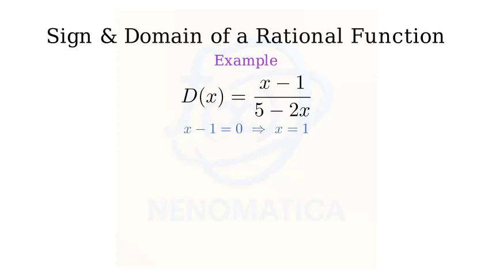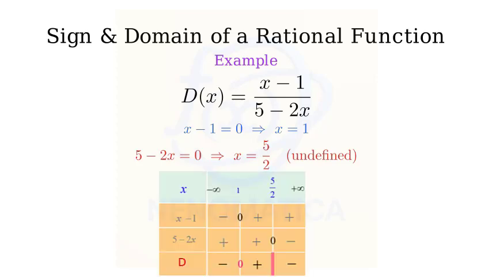Set the numerator x minus 1 equal to 0, giving x equals 1. Set the denominator 5 minus 2x equal to 0, which gives x equals 5 halves. This value makes the denominator 0 and is excluded from the domain. Now let's construct a number line to organize the sign analysis. We'll place two markers at x equals 1 and at x equals 5 halves. We will label both points and mark 5 halves with a vertical bar to show it is excluded.